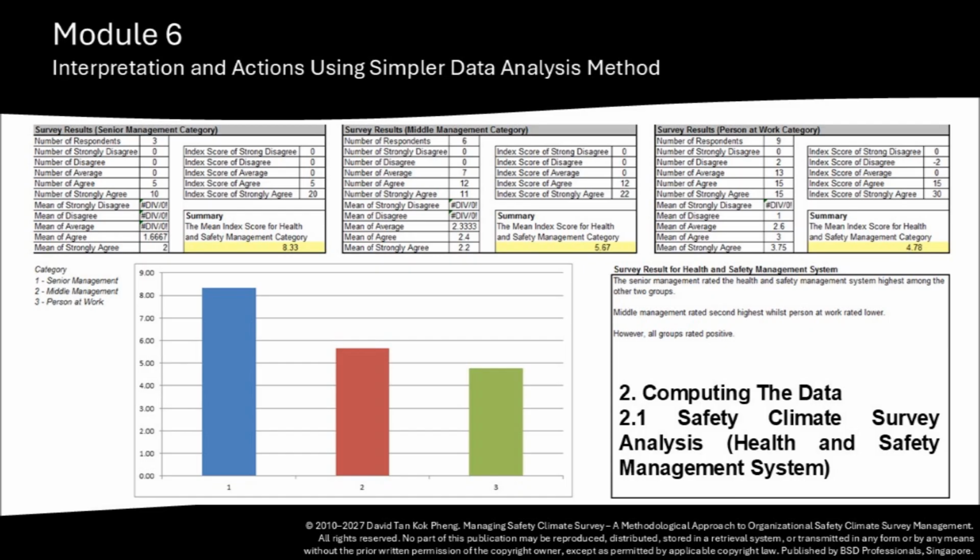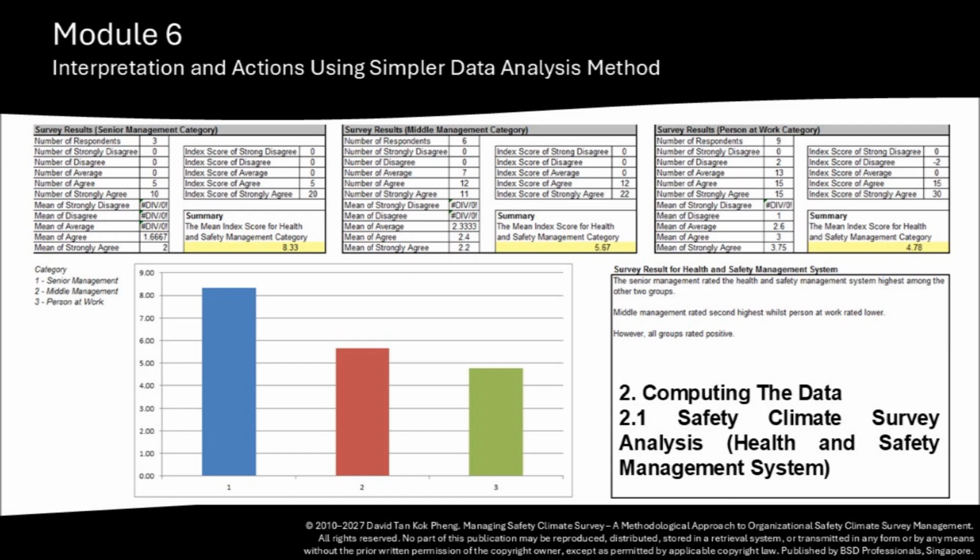After that, we convert these results into an index score, which allows us to quantify sentiment. Strongly disagree is multiplied by -2. Disagree is multiplied by -1. Average is multiplied by 0. Agree is multiplied by +1. Strongly agree is multiplied by +2. For example, index score of strongly disagree equals B5 asterisk -2. Index score of disagree equals B6 asterisk -1, and so on.